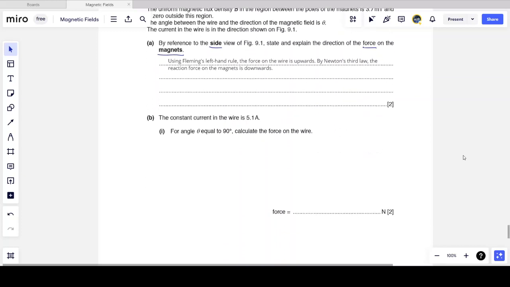Question B says the constant current in the wire is 5.1 amperes. For angle theta equal to 90 degrees, calculate the force on the wire. And this is your time to shine. F is equal to BIL. Specifically, I'm going to say F is equal to BIL sine theta, the force on the current carrying wire. This is bread and butter for most of you.